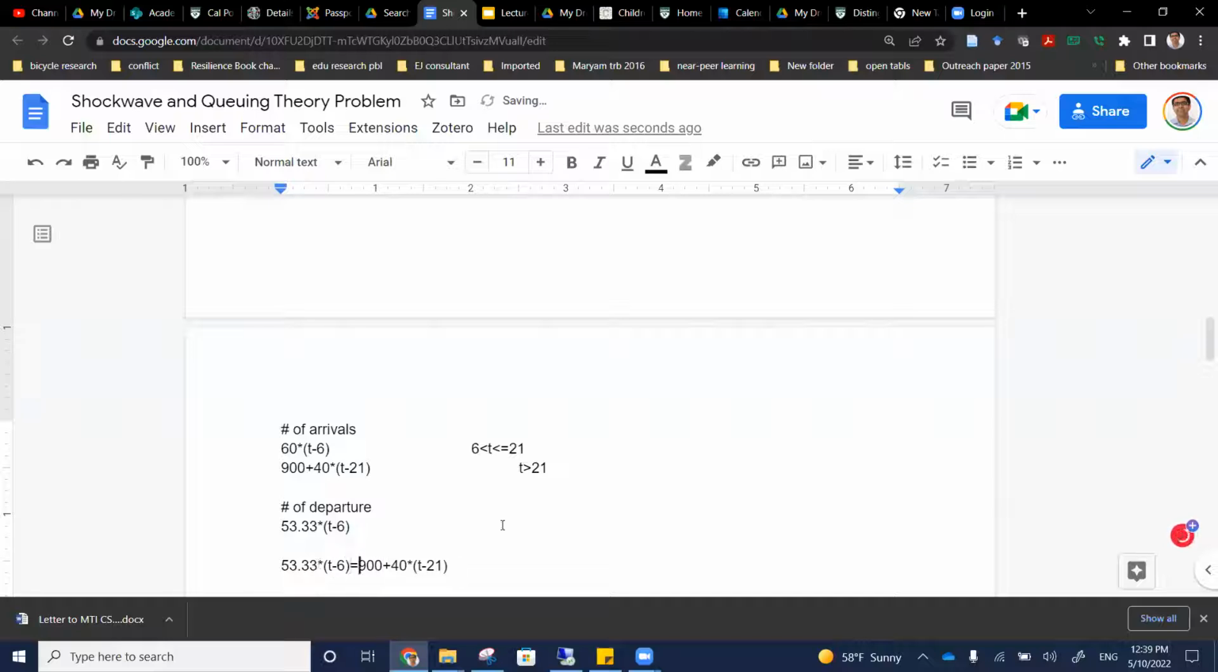Okay. Now, can somebody quickly calculate this for me and verify what we get out of this? If you solve this for T, you get the time at which the number of arrivals at X3 becomes equal to the number of departures at X3. That's the time when the Q goes away. Can we please verify what happens with this?